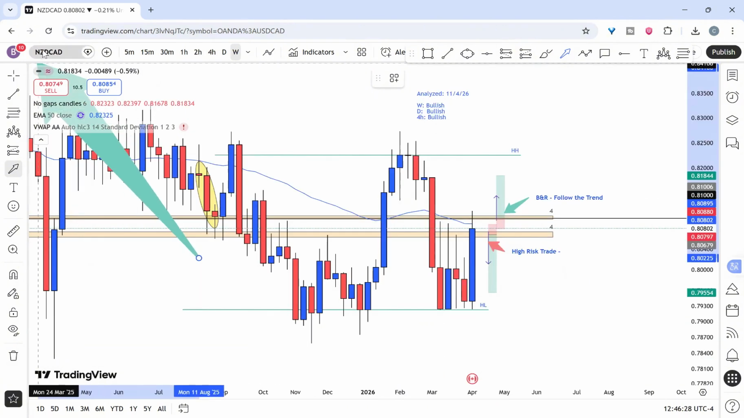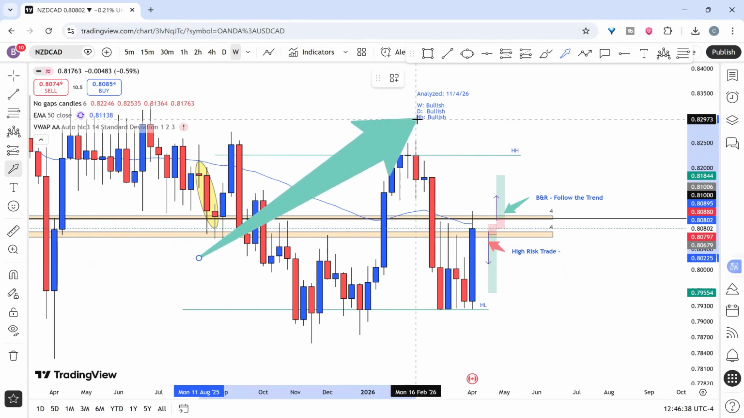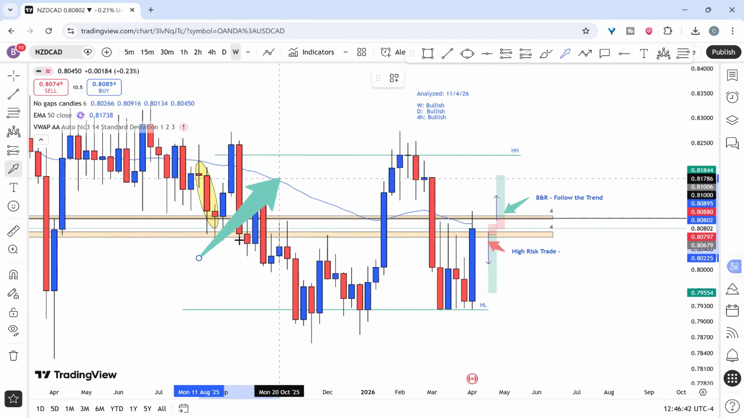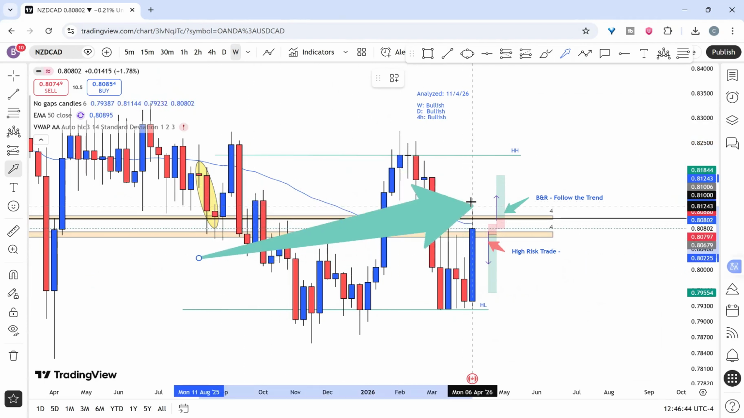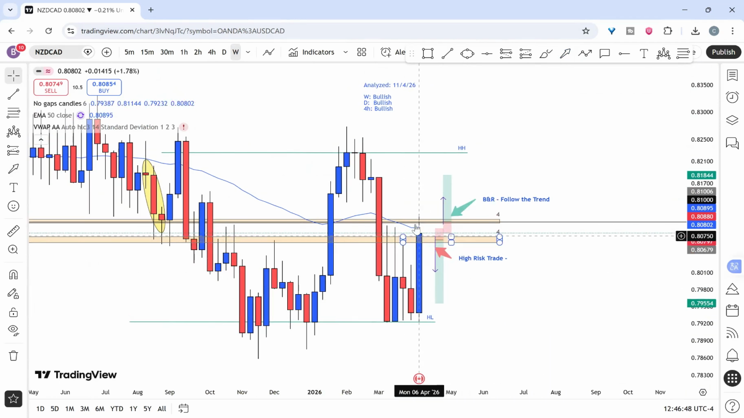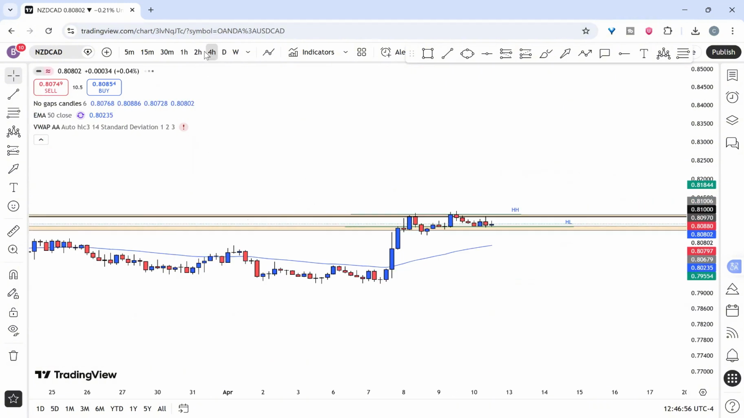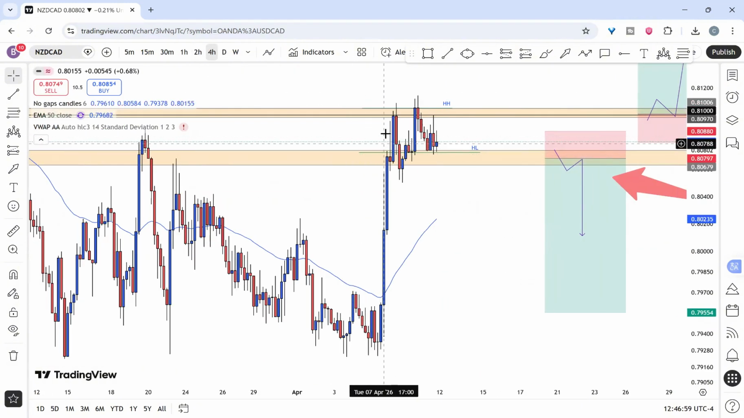All right, so now we're here on NZDCAD, and the market trend is bullish on the weekly, bullish on daily, bullish on 4 hour as well. It looks a little bit confusing for you guys, but let me break it down very quickly. So we are literally in between the support level and the resistance level. So when I move further down to the 4 hour time frame, we can clearly see that we are literally in between the support level and the resistance level.